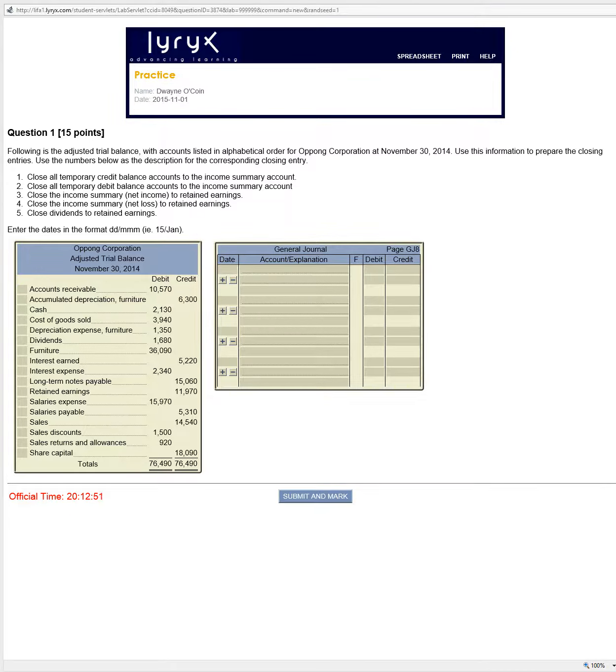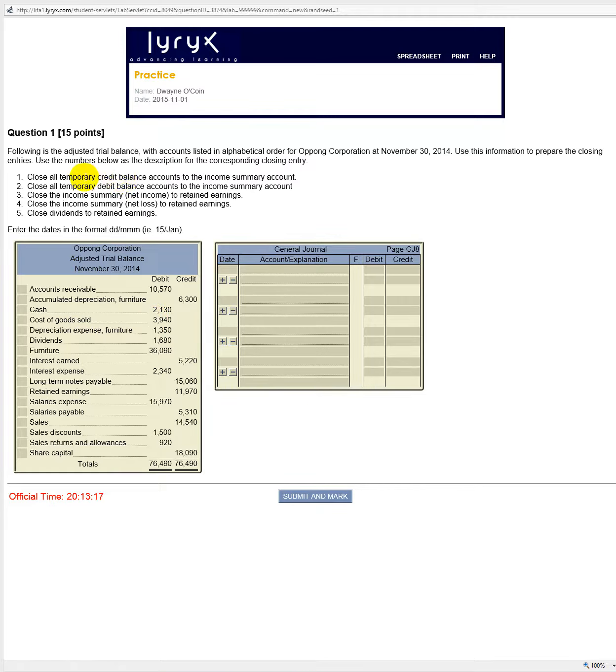Welcome, this is Lab 5.6, closing entries in the perpetual inventory method. We have an adjusted trial balance listed below, and the accounts are listed in alphabetical order as of November the 30th, 2014. We're going to prepare closing entries for all of the accounts, and so our cost of goods sold is going to go down to 0.